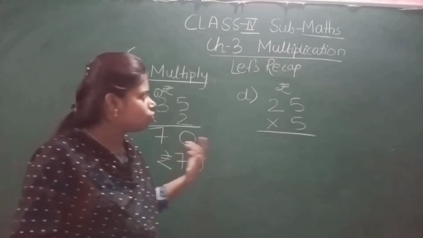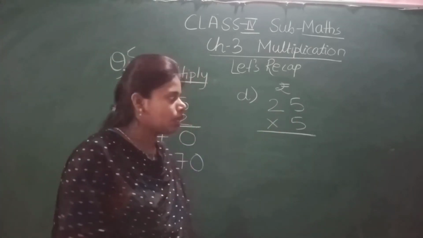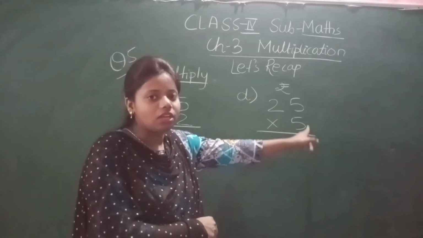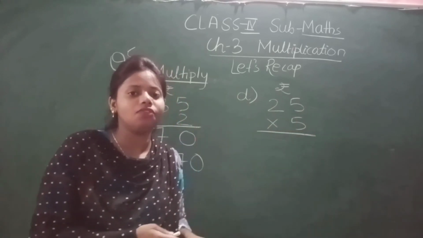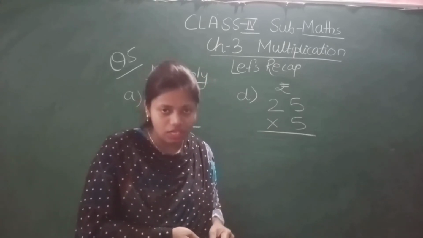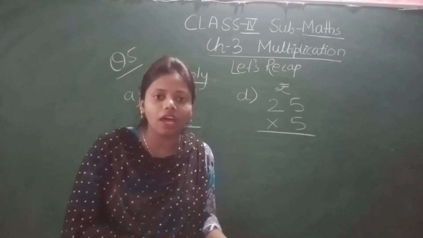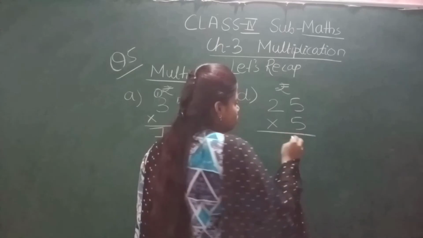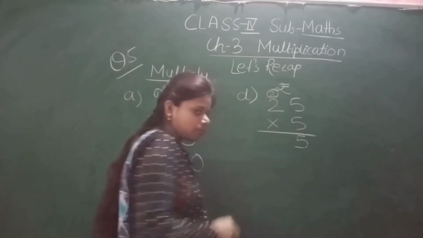Okay. Now let's do number D. Here we have to multiply 25 into 5. Now see here, we have to read the 5 table. Let's read the 5 table. 5 1s are 5. 5 2s are 10. 5 3s are 15. 5 4s are 20. 5 5s are 25. So 25 is also a 2 digit number. So what will you do? You will write here 5 and 2 you will carry.